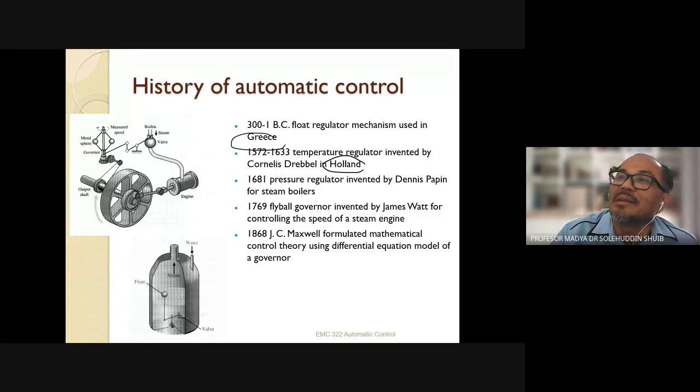This is how the system looks when we talk about the engine. Last time we had a steam engine with a boiler, and then the valve, and then the connector bringing it to the engine, and then the wheel over here. This is the output shaft, and we have the governor, metal sphere, and measured speed here. Then Maxwell formulated the mathematical control theory in 1868, using a differential equation model of the governor.